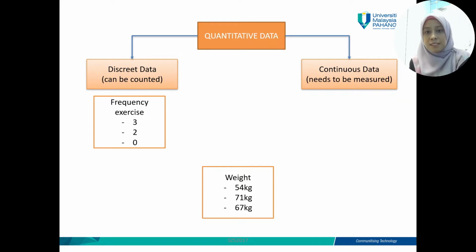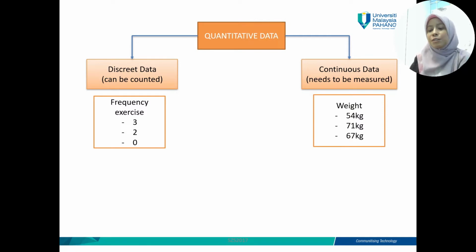Next, weight, 54 kilograms, 71 kilograms. How do you get this value for the kilogram? You need to use a weighing scale, correct or not? You have to step on the weighing scale and measure your weight. So measurement is involved. So this is considered as continuous data. Weight is a quantitative continuous data.